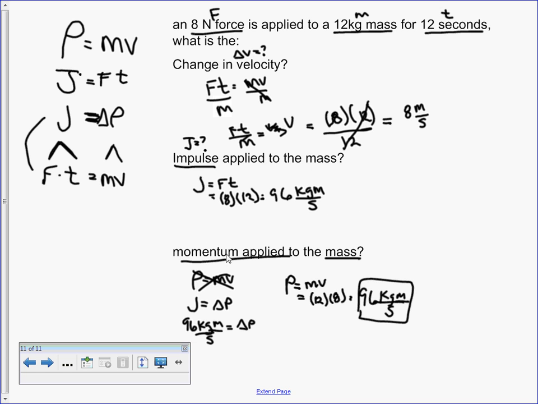Remember that if you have momentum, you automatically have the impulse, and vice versa. If you have impulse, you automatically have the momentum. That's the impulse momentum theorem. Okay, that's why the units are the same, because they have to be equal. All right, cool.